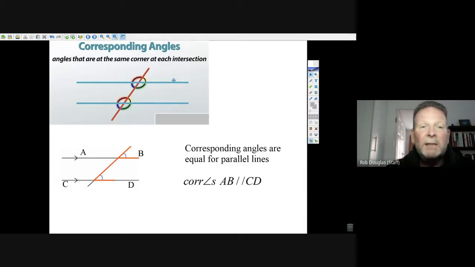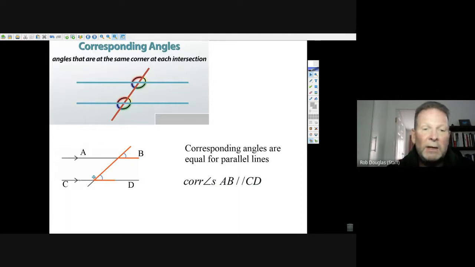Now, if those lines are parallel, then it will force the corresponding angles to be equal. If you have parallel lines and you have a transversal, a line that cuts across them, the corresponding angles are equal. When you use this reason, all you have to write down is this, corresponding angles, and then you have to state which lines are parallel.